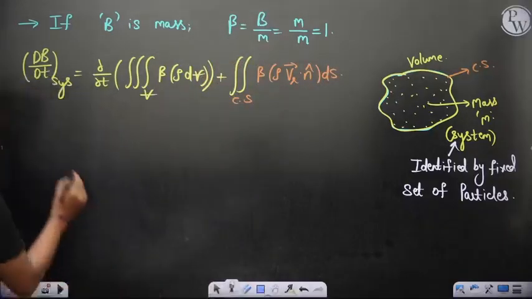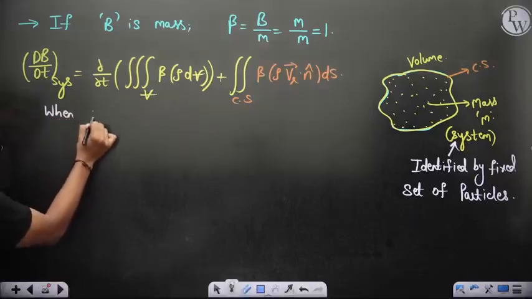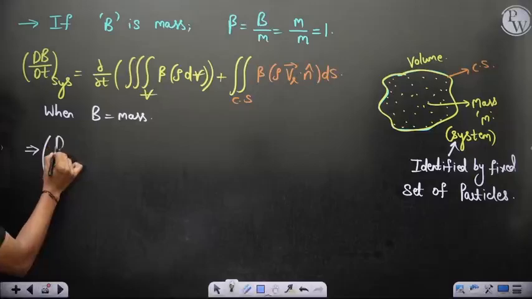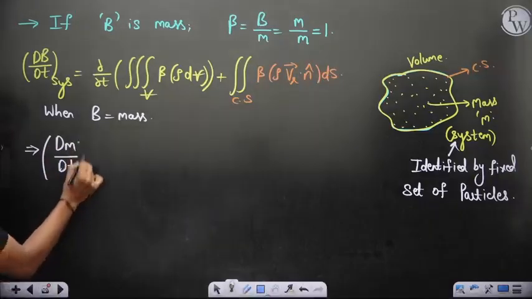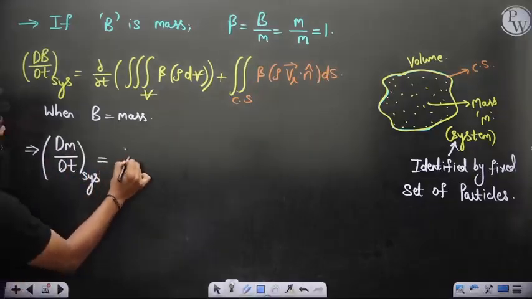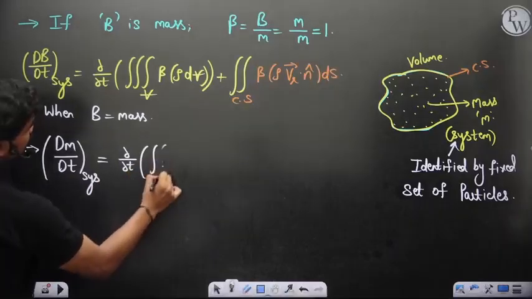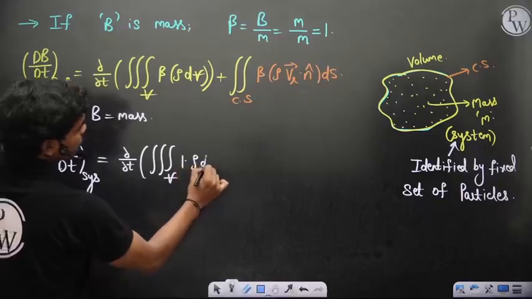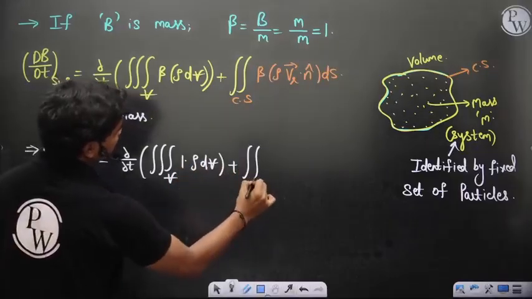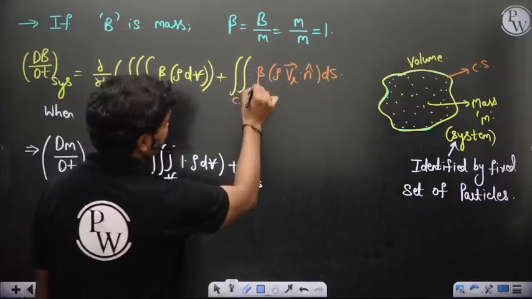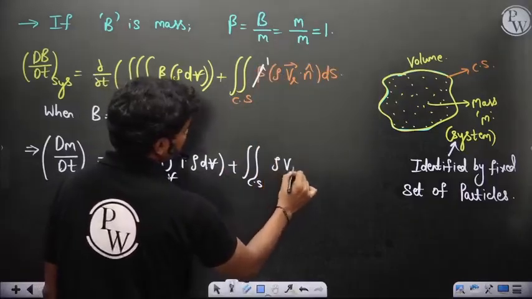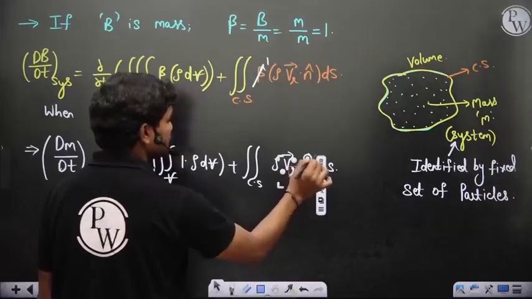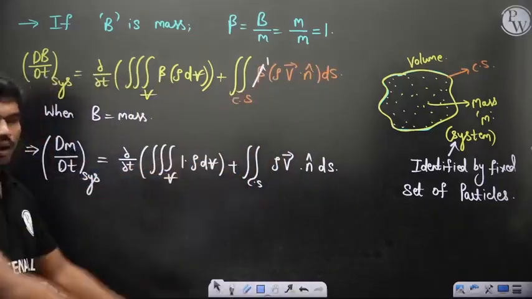अब देखिए, then when capital B is mass, this implies dm by dt of the system is equal to dou by dou t triple integral over the volume V, beta is 1, rho dV plus double integral over the control surface S, beta इसका value 1 है, so rho V bar times n cap dS. Okay, or let's put V for the time being. It's actually relative velocity, लेकिन normally for the time being V ले लो.